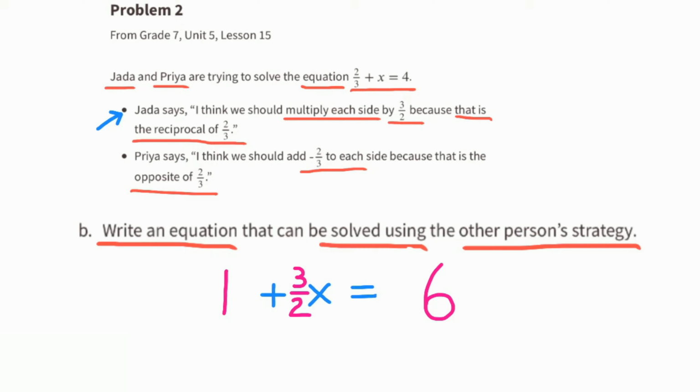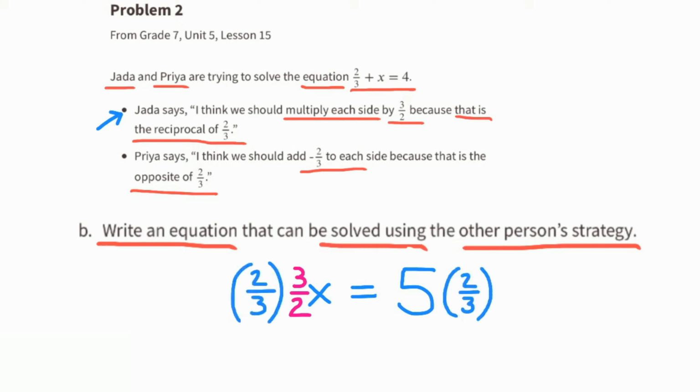We still haven't solved for x. We need to subtract 1 from both sides. That leaves us with 3/2 x equals 5. 3/2 x is the same as 1/2 x. We want to know what the value for 1x is. So we have to multiply both sides by the reciprocal of 3/2, which is 2/3. 2/3 times 3/2 x equals 1x, or x.